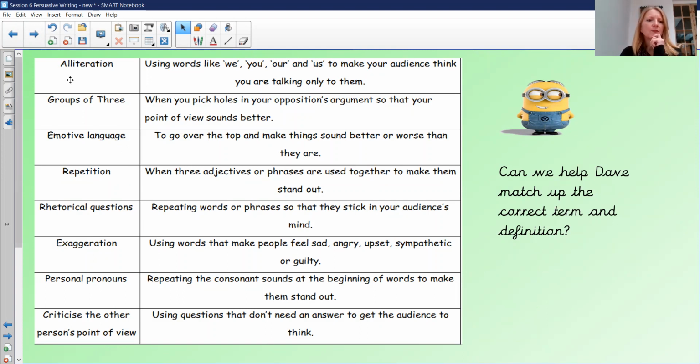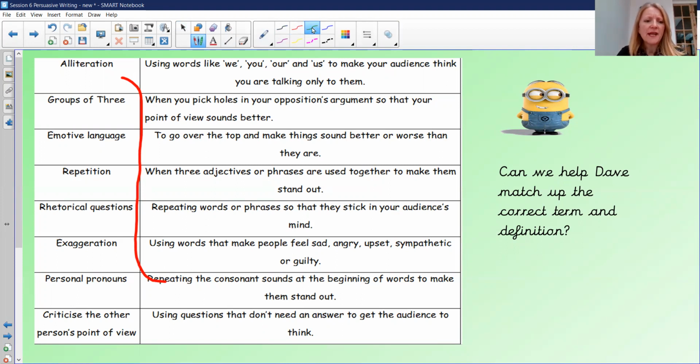Okay, so first one is alliteration. Can you remember what alliteration is? Let's have a look down here. Repeating words or phrases. Oh, I think it's this one here. Repeating the consonant sounds at the beginning of words to make them stand out. So that's when words start with the same letter or the same sound. Okay, let's see if we can join those two up. So alliteration and repeating consonant sounds. Okay, let's look at the next one.